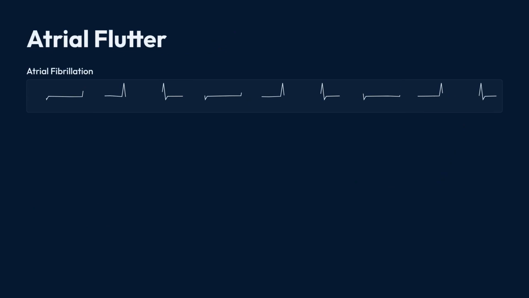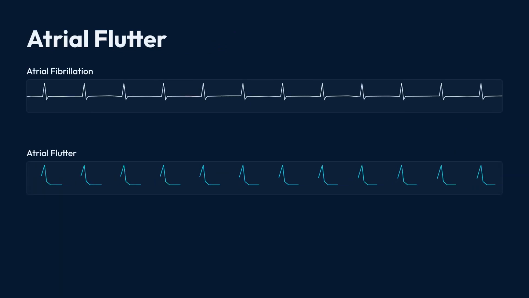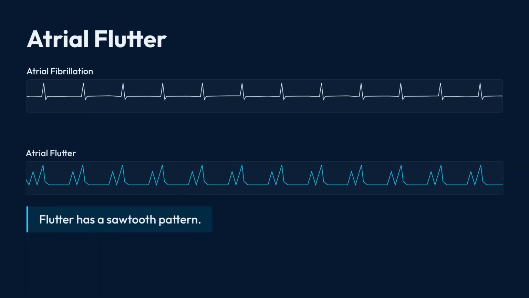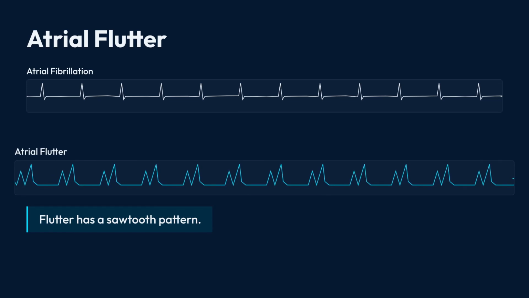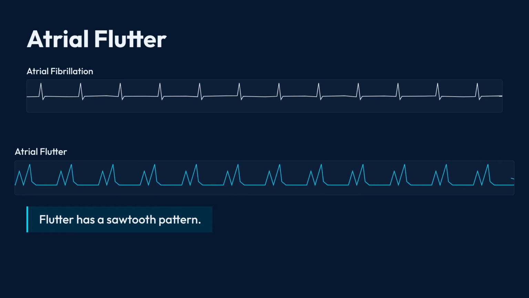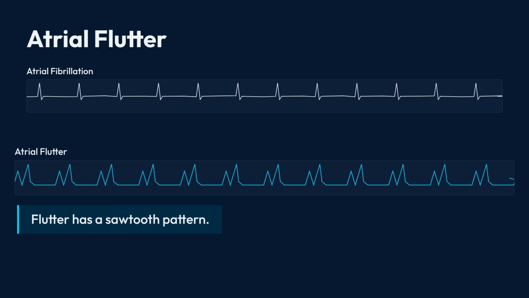Rhythm 6 is atrial flutter, identified by its regular sawtooth flutter waves. Similar to AFib, we monitor for hemodynamic stability and thromboembolic risk. If the patient becomes unstable due to a rapid ventricular response, synchronized cardioversion is the priority.